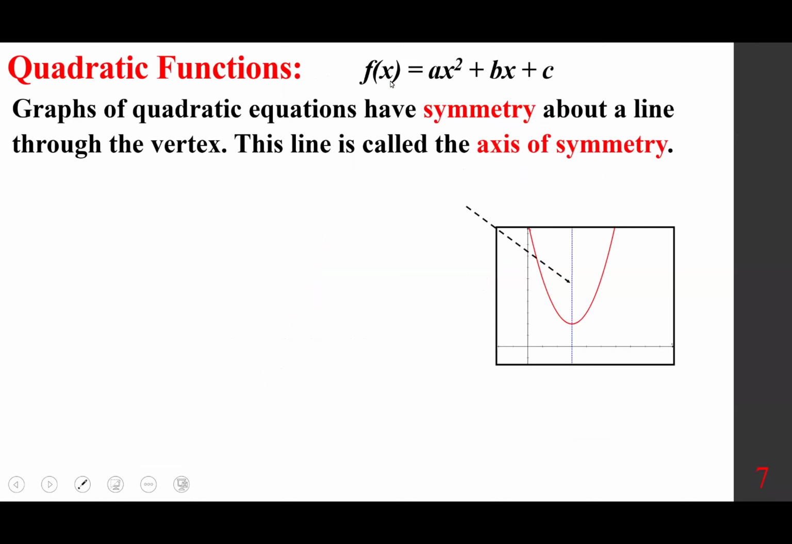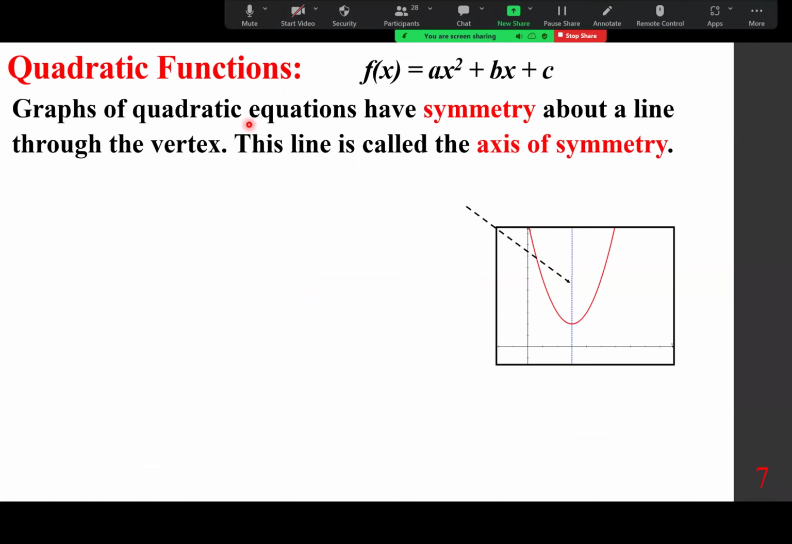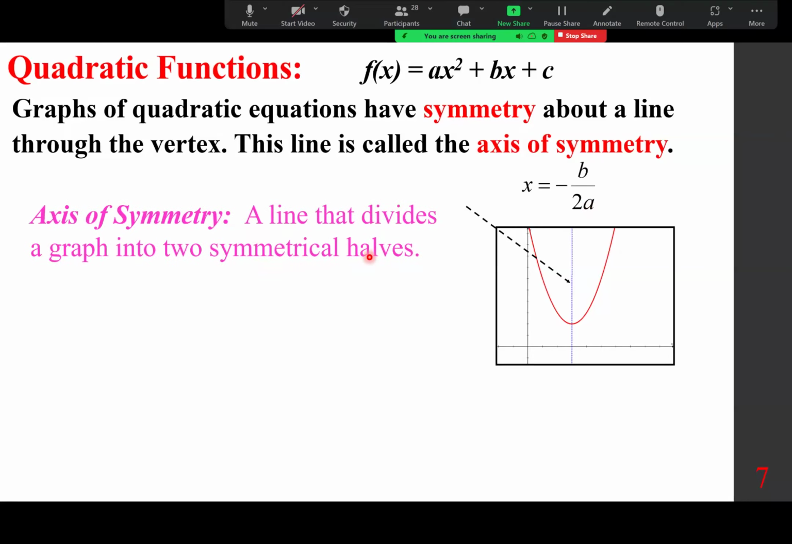So f of x equals ax squared plus bx plus c, the graph of a quadratic equation, has symmetry about a line through the vertex. This line is called the axis of symmetry. So you can fold it right here, and the two halves cover each other. The equation of that line is x equals minus b over 2a, the x coordinate of the vertex. Axis of symmetry: a line that divides a graph into two symmetrical halves.